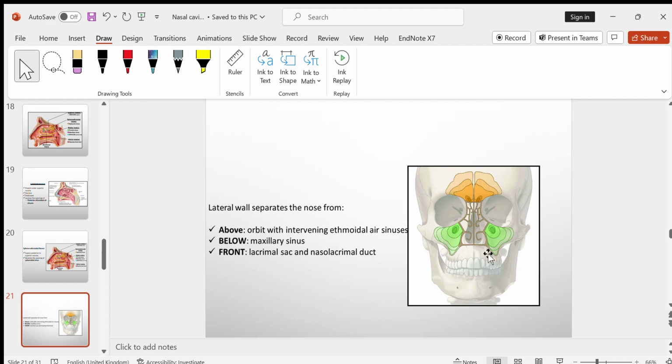Now in this picture we can see that the nasal cavity is connected above, below and in the front with various structures. Above we have the orbital cavity, and the communication between the nasal cavity and the orbit is through the ethmoidal air sinuses. Below we have the maxillary sinus, and the connection is through the maxillary air sinuses. In the front, the nasal cavity is connected with the nasolacrimal duct and the lacrimal sac.